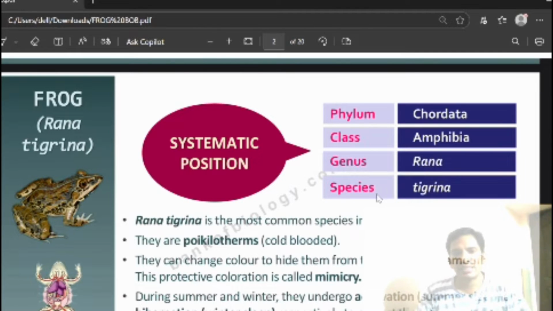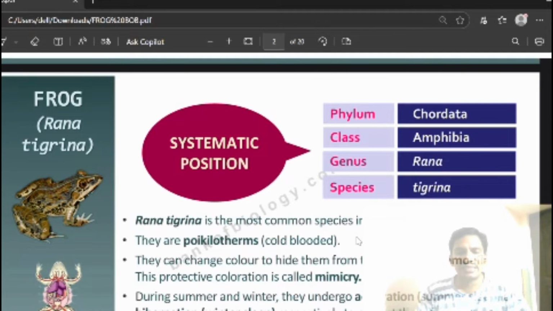These all belong to the poikilotherms, meaning cold-blooded animals, which means there is no constant body temperature. According to the environment, their body temperature tends to change. For example, if the environment is 20 degrees centigrade, the body of the frog will automatically be 20. If it rises, it will rise according to the environment. If it decreases, it will decrease. That's why they are called poikilotherms, also called cold-blooded animals.